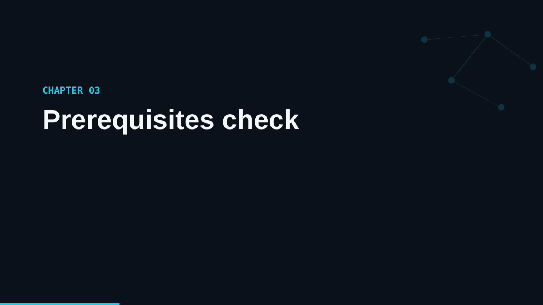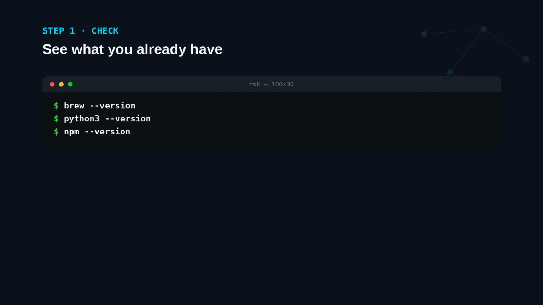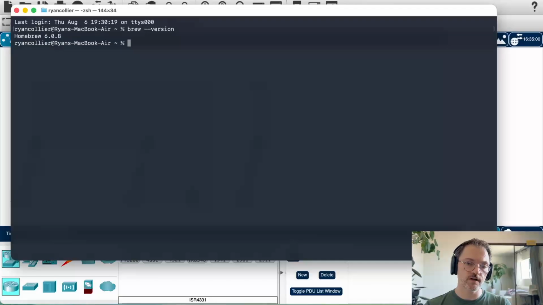So you want to start with the prerequisites check. Before we get to actually installing the MCP, you want to make sure that you have these programs installed on your Mac. So open up a terminal. We're going to start by running brew --version to check which version of Homebrew we're running. So I'm running Homebrew 6.8. The second one you want to run is python3 --version.